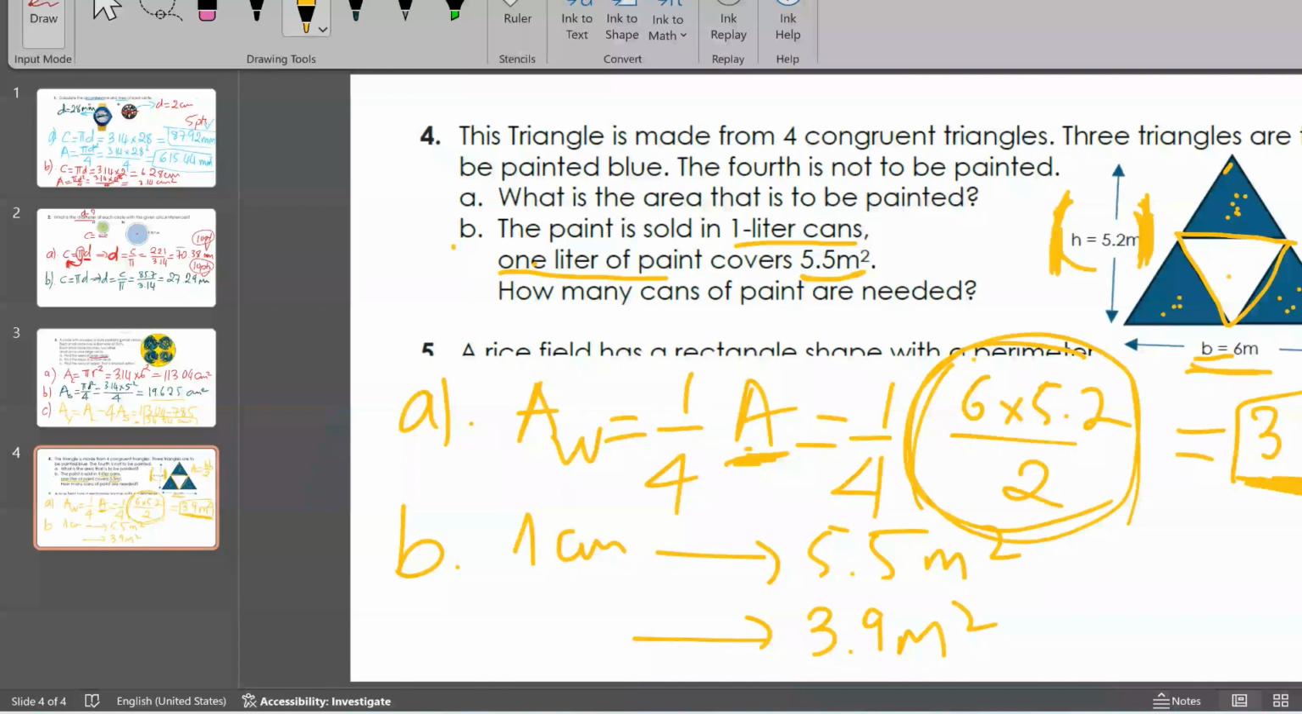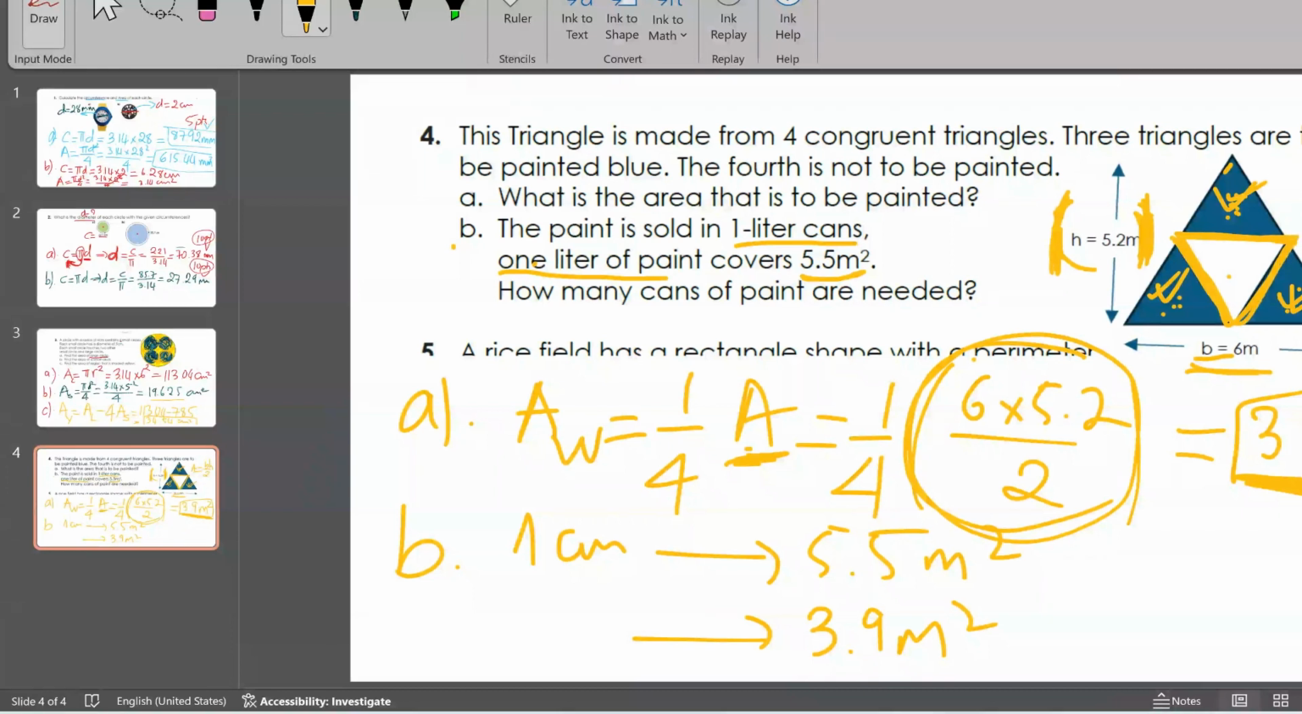Well, I would say we need three because 5.5 times three equals 16.5. So that would be enough to cover everything, plus some extra. Yeah, but now we only need to paint this part, right? This is already painted, so we can't have extra. This is already painted, this is already painted. We only need to paint this.